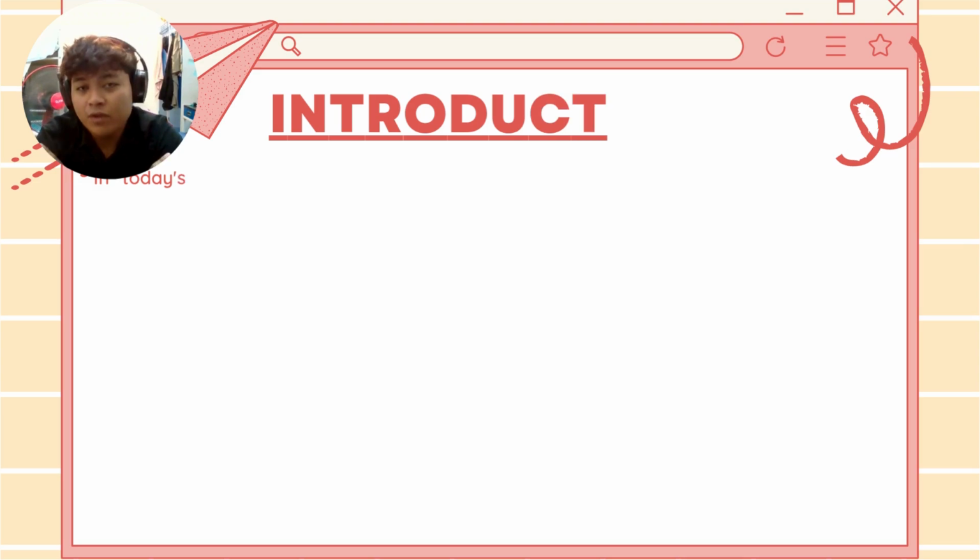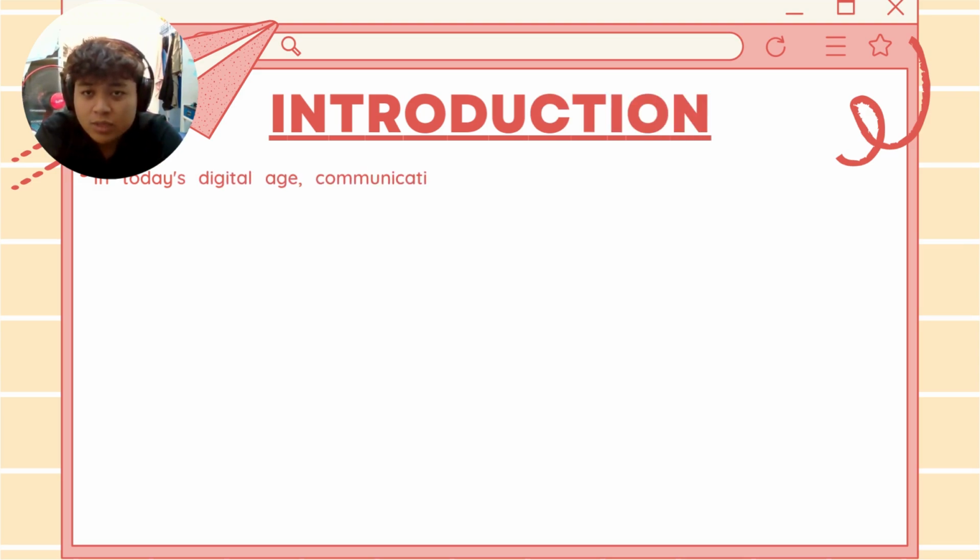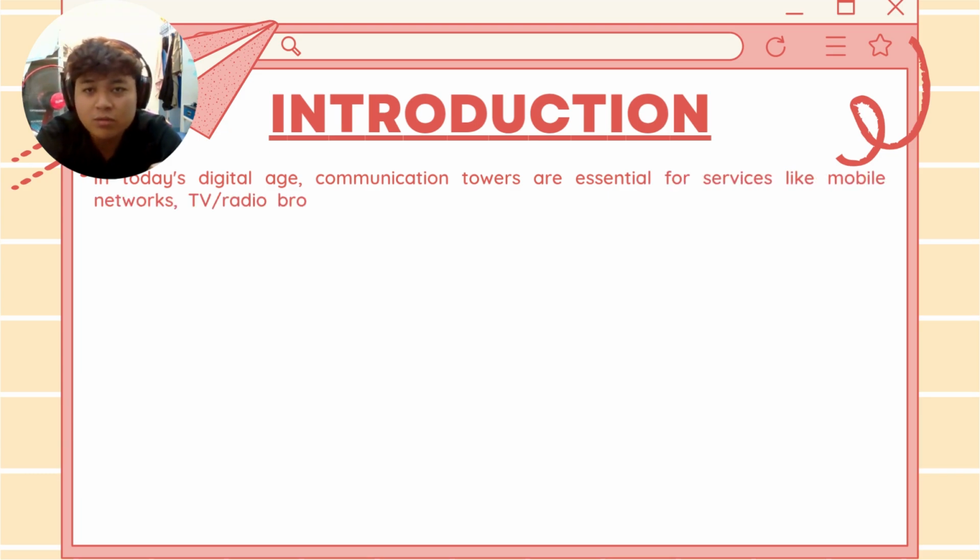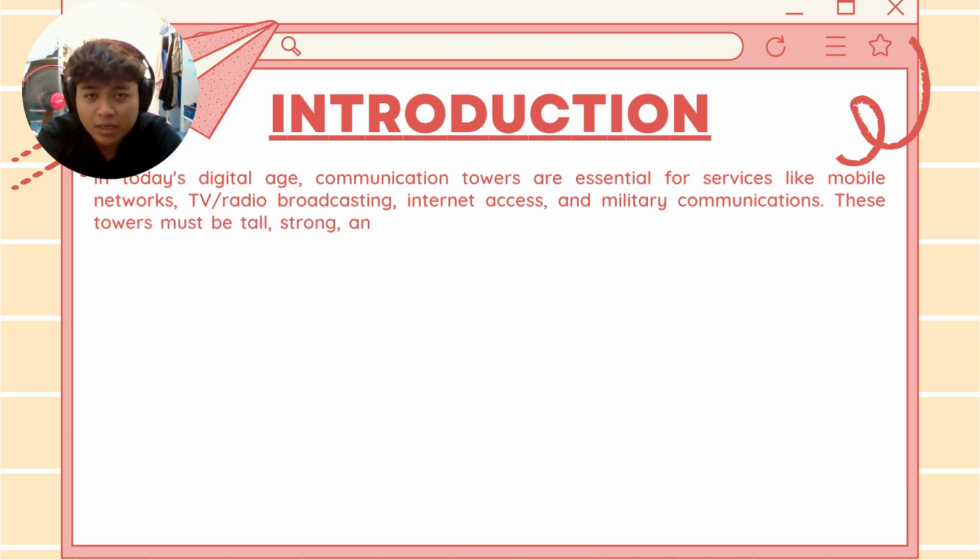For the introduction, in today's digital age, communication towers are essential for services like mobile networks, TV or radio broadcasting, internet access, and military communications. These towers must be tall, strong, and lightweight, capable of withstanding wind, earthquakes, and temperature change.